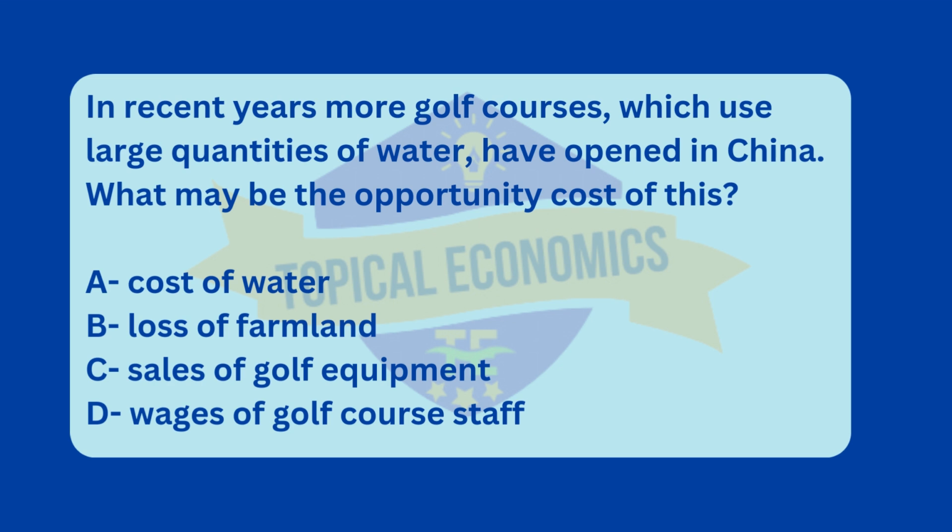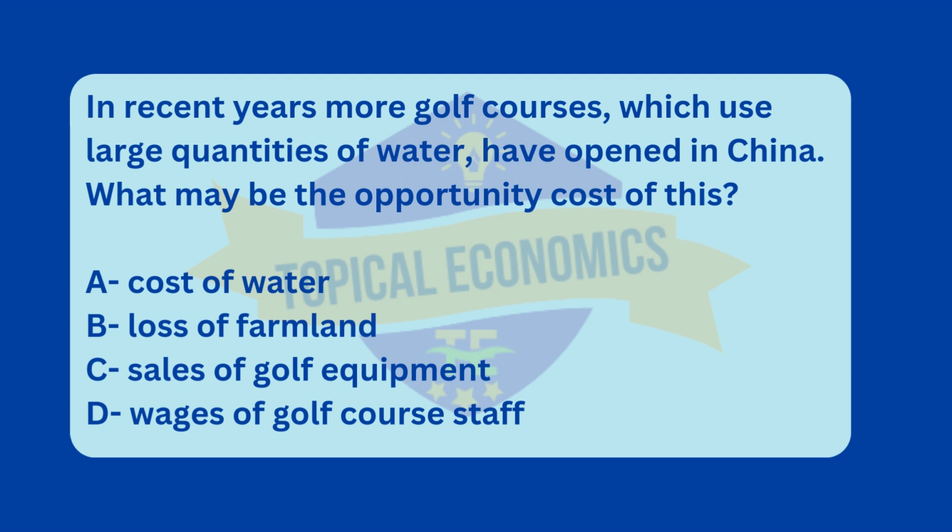Analyzing the other options. Option A, cost of water. While golf courses use a large amount of water, the cost of water is not the opportunity cost. The opportunity cost refers to what is foregone in terms of other alternatives. If the land and water used for golf courses were instead used for farming, the opportunity cost would relate to the loss of agricultural output, not the direct monetary cost of water.